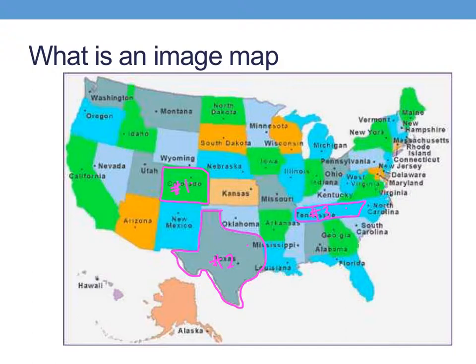And that's what an image map is. It's an image, and depending on where you click, it will map out where you want to go, and then it will display that particular web page.